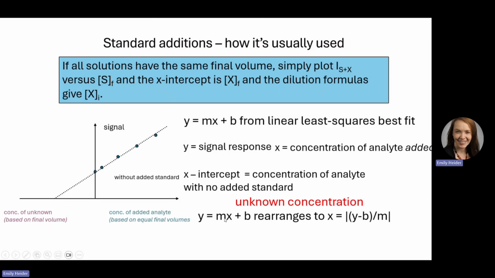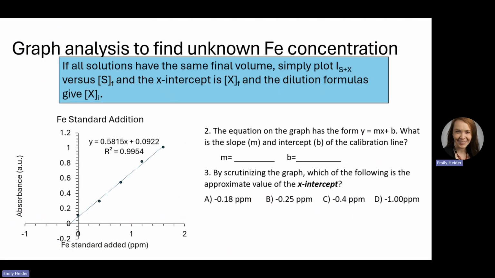So that's what's shown over here. If we have the equation y equals mx plus b for our calibration line, solve for x when y is 0: 0 minus b divided by the slope is going to be the x-intercept. So let's look at an example.